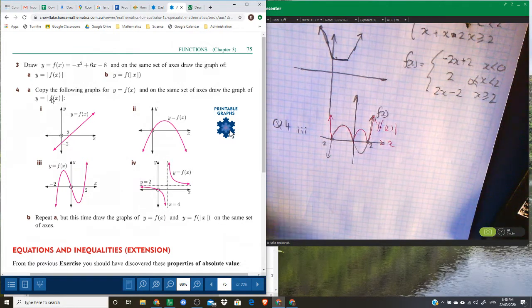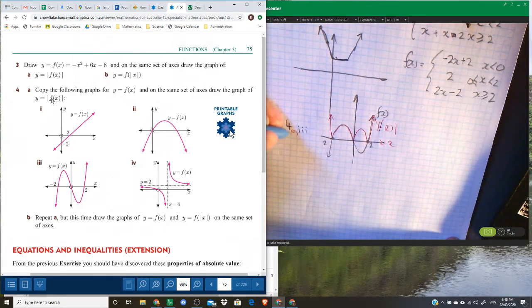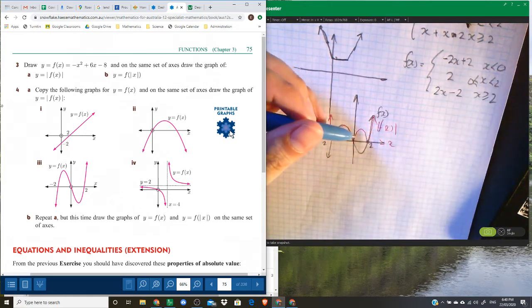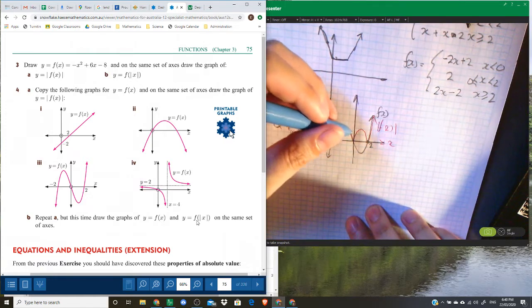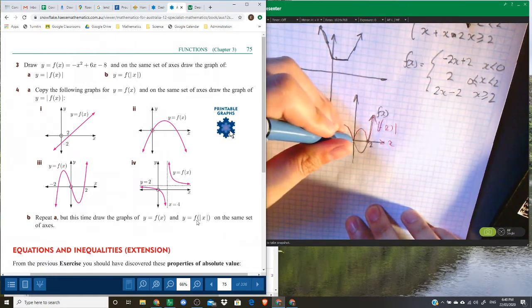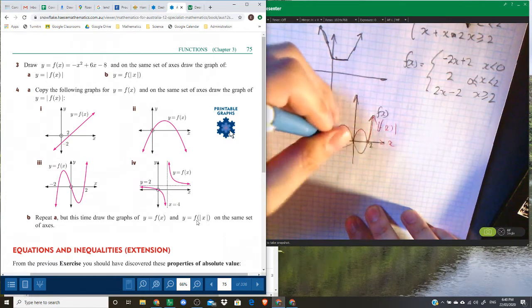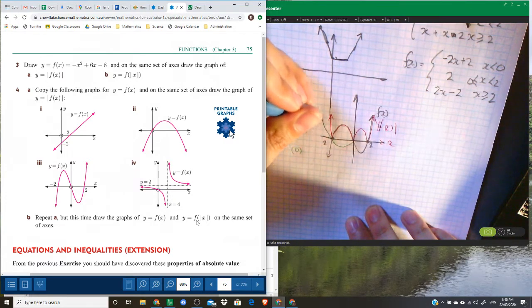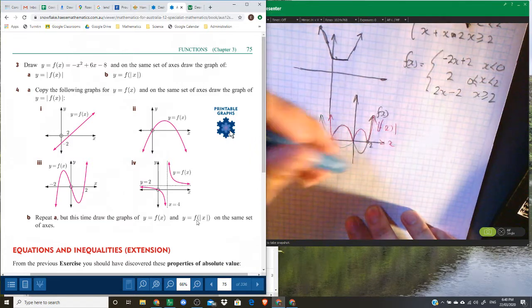All right, and then I've got to do also for part A. Let's do part B as well. So for part B, repeat A, but this time draw the graphs of f(x) and f of modulus of x. Yeah, so acting on that, what that would do is mirror the graph. So I would actually go down to 2. I haven't done this to scale, unfortunately. But it'll go up, so just mirror on the other side.